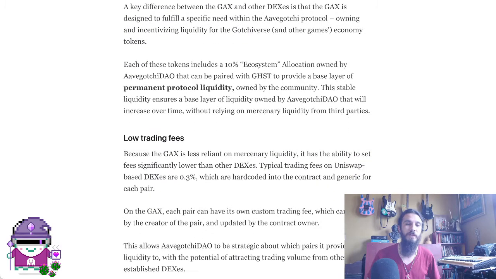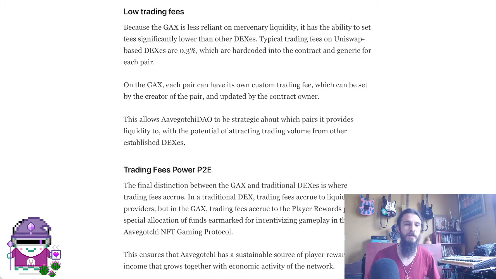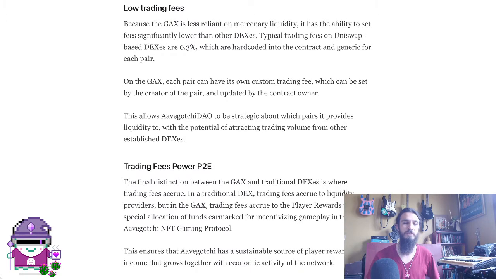The thing about having DAO owned liquidity is we can have lower trading fees because we're trading with ourselves and our friends. So we don't need a hard-coded trading fee in the contract. We can have a trading fee that is established by the contract owner who creates the pair. This allows Aavegotchi DAO to be strategic about which pairs it provides liquidity to, with the potential of attracting trading volume from other established DEXes. Interesting.